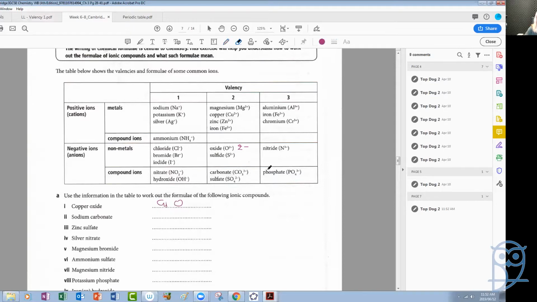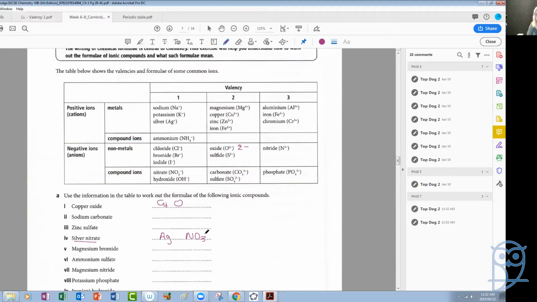Now let us do something more complex, because it's already 11:52 here. Let's say silver nitrate. We first write the symbol for the silver, and then the symbol for the nitrate, which is also a compound ion. Here it is. And now let us look at the charges or the valencies. Silver, where is silver? Here it is. It has a charge of +1, so it has a valency of 1. And the nitrate has a valency of -1.